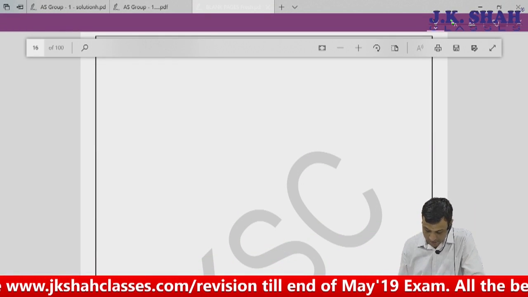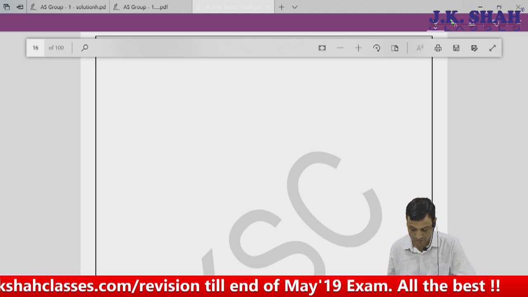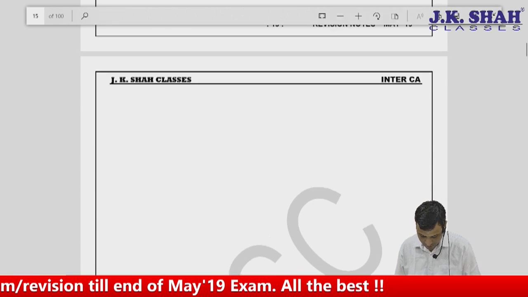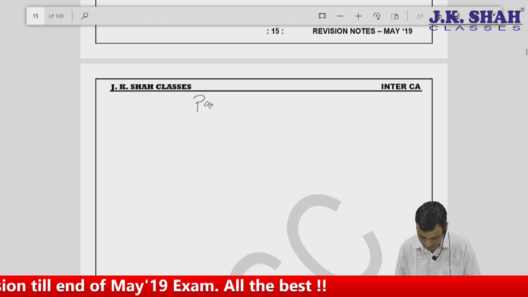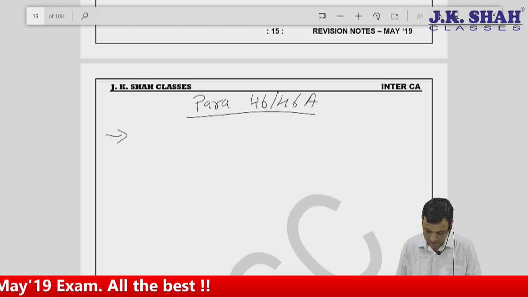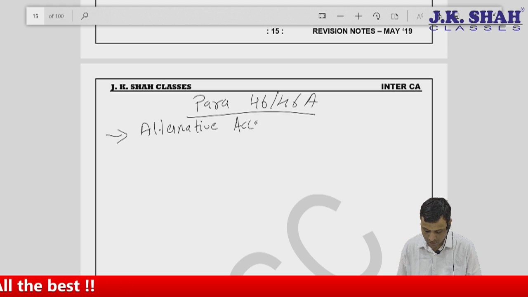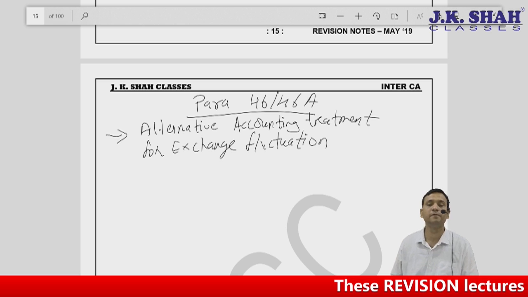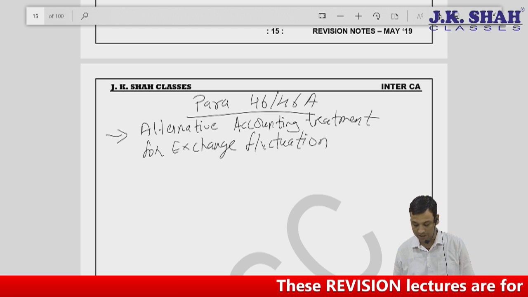Now as far as para 46, 46A is concerned, I would say it is nothing but an alternative accounting treatment for exchange fluctuations. It is not at all compulsory. It is alternative accounting treatment for exchange fluctuation.